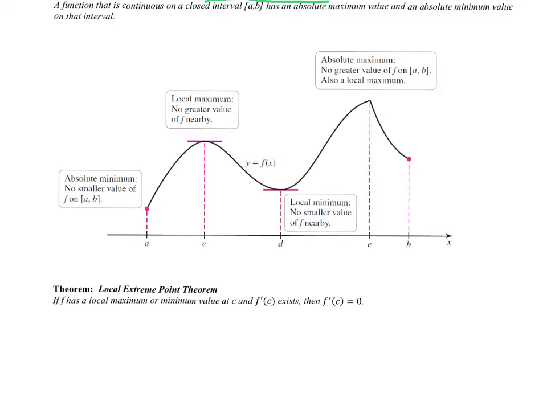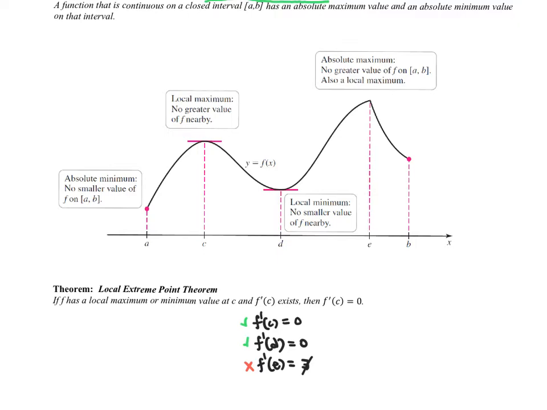Which of the following points C, D, and E satisfy the local extreme point theorem? Well, f prime exists at two of the three locations: f prime at C, f prime at D, f prime at E. Does f prime at C exist? Yes, it does. It's 0. Does f prime at D exist? Yes, it does. Therefore, it's got to be 0. Does f prime at E exist? No. Therefore, the derivative there does not exist. So if you have a local minimum or maximum value and the derivative exists at that point, the slope at that point must equal 0.